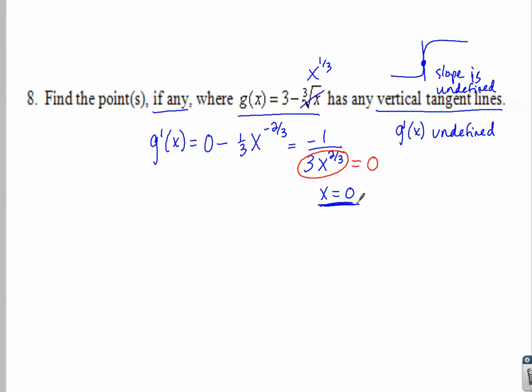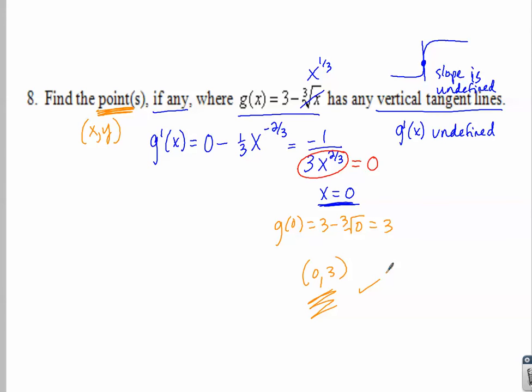But notice it says find the point. That's only the x coordinate. Point is the x and the y. Where do you find the y once you know the x? The original function. What is g of 0? 3 minus the cubed root of 0, which is 3. 0, 3 is our point.